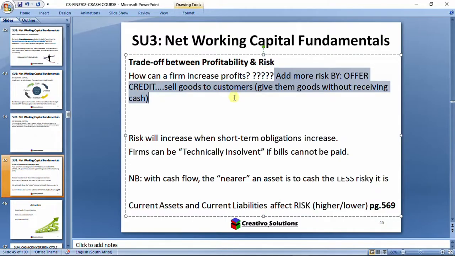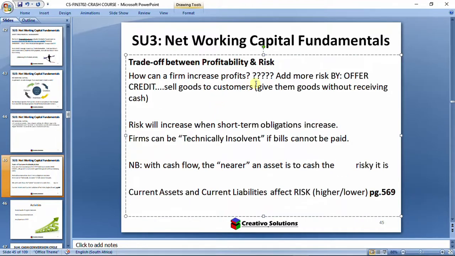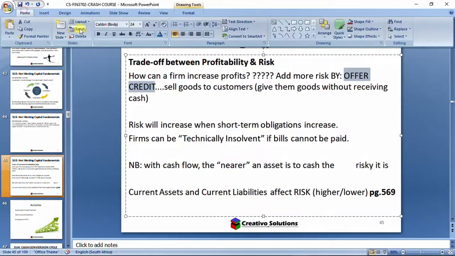Yes, you'll record a sale, but you're not going to manage your net working capital. Do you see the difference? Right, and this is something that is covered when you look at the debtors. Adding debtors, or offering credit, is risky. Very, very risky.